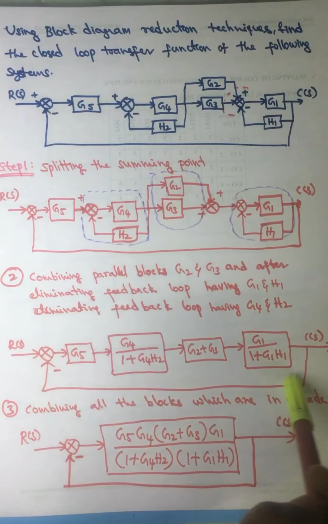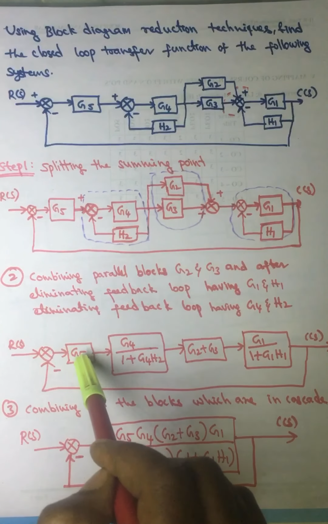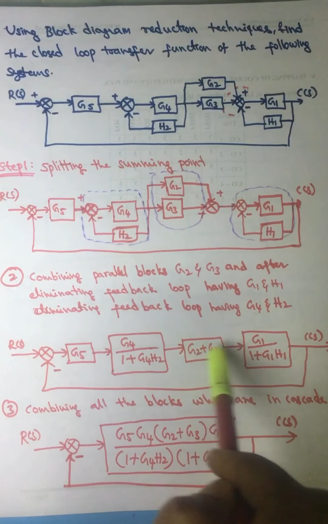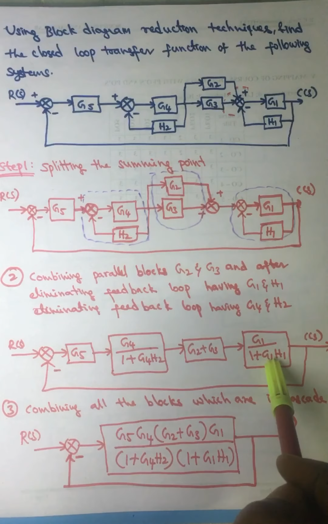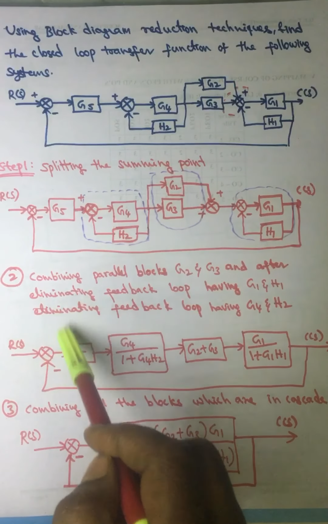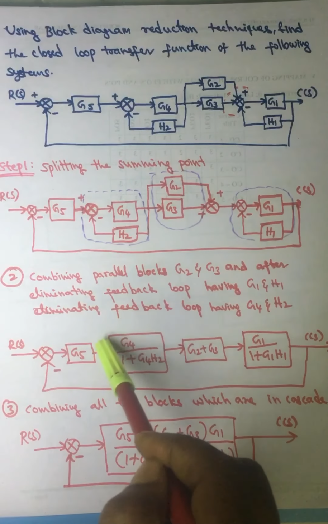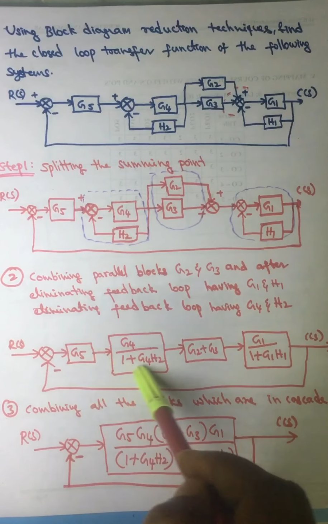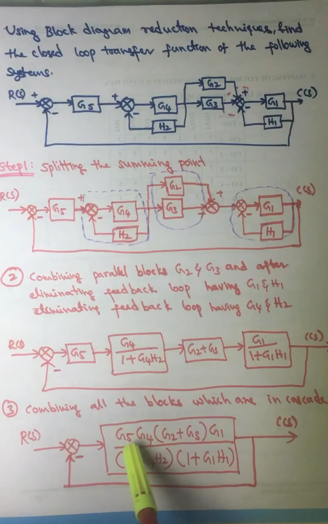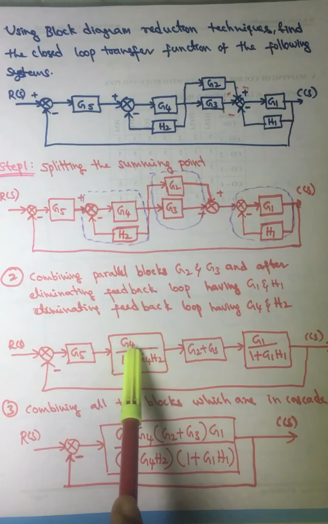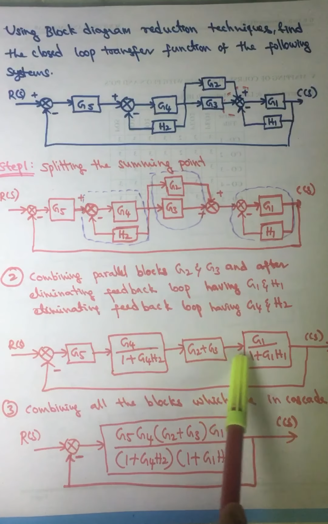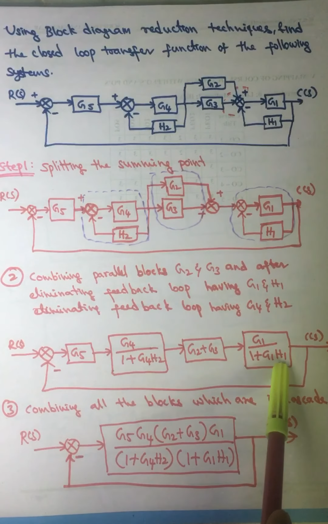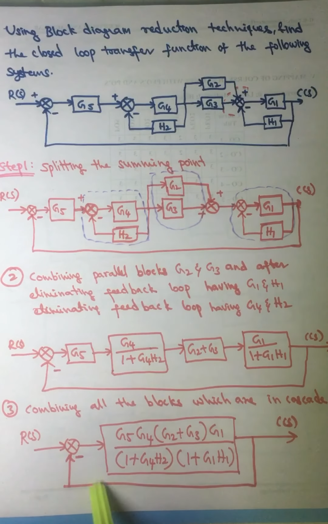Now if you observe this block diagram, we can see that G5 and G4 divided by 1 plus G4 H2, and this block and this block, all these blocks are connected in cascade. So we just combine the blocks which are connected in cascade. When the blocks are connected in cascade, we just multiply all these gains. So what is the overall gain? It will be G5 into G4 into G2 plus G3 into G1 divided by 1 plus G4 H2 into 1 plus G1 H1, and we have unity feedback.